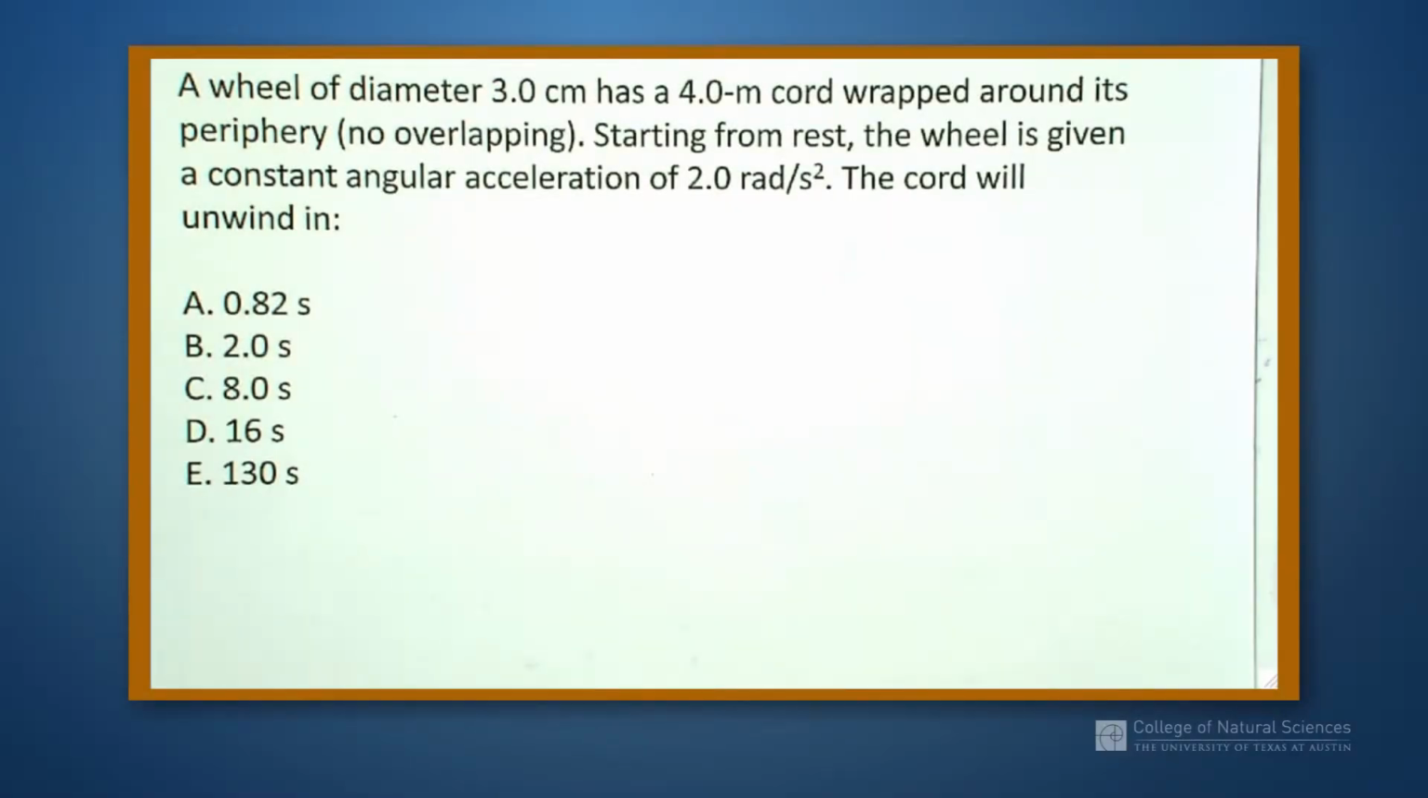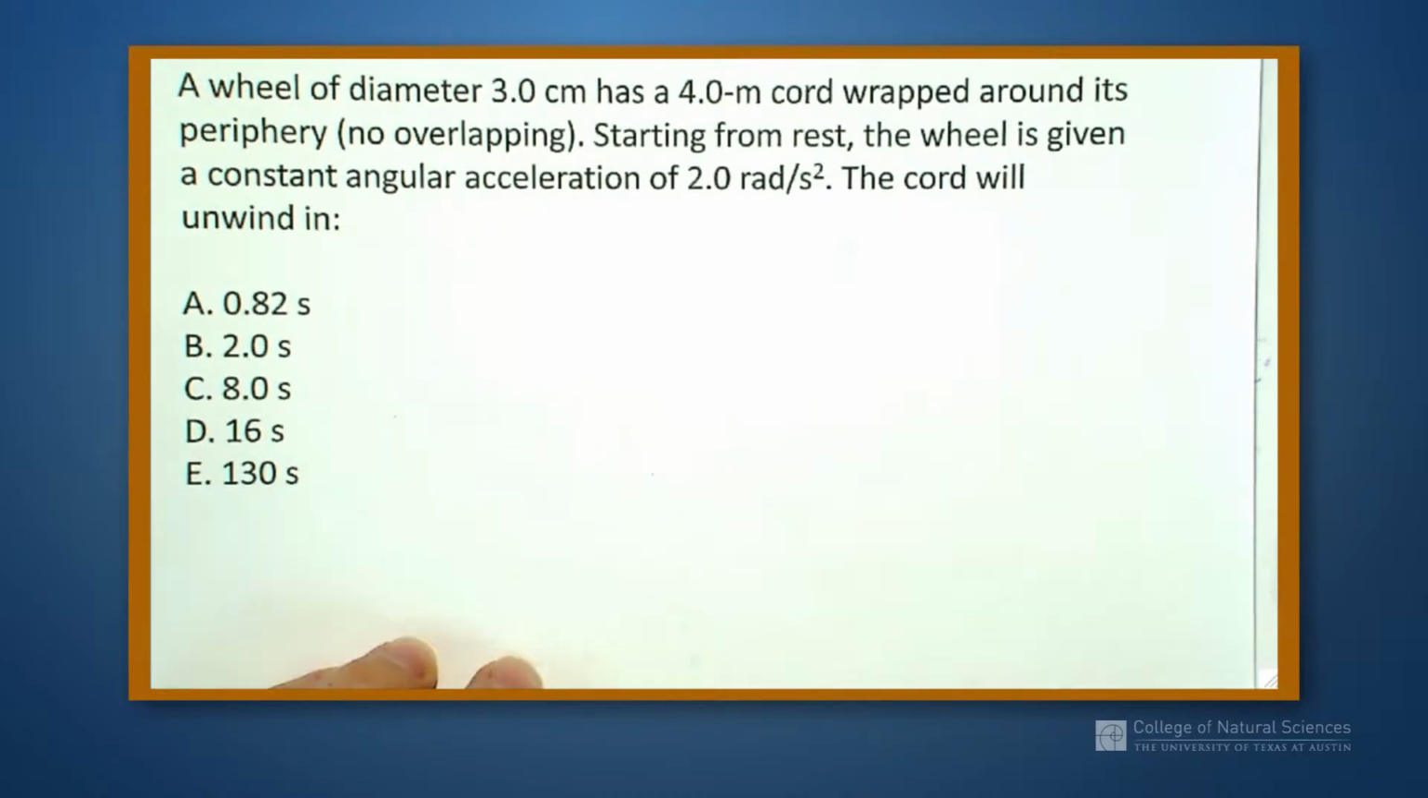So this problem has a little bit of everything in it. I really like this problem. It says that we have a wheel of diameter of 3 centimeters and it has a 4-meter cord wrapped around its periphery with no overlapping. Starting from rest, the wheel is given a constant angular acceleration of 2 radians per second squared. The cord will unwind in how much time?